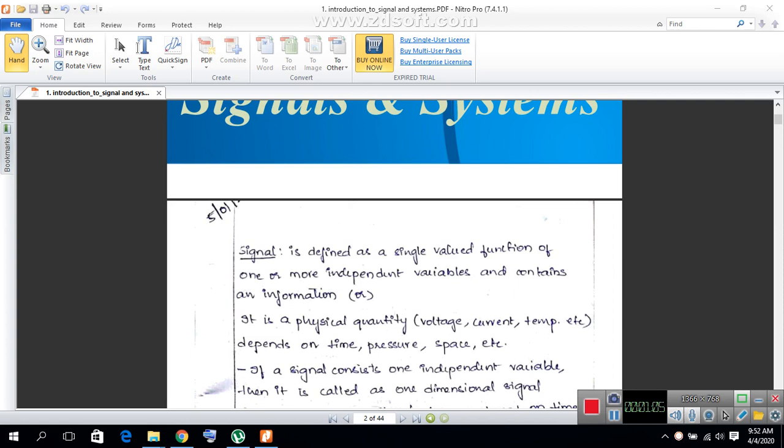Even when we write the signal in a mathematical form, we have two types of variables. One are independent and there are some dependents.